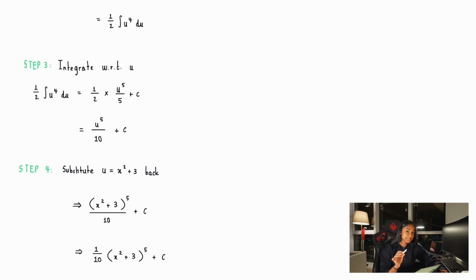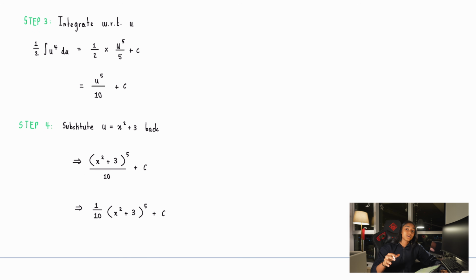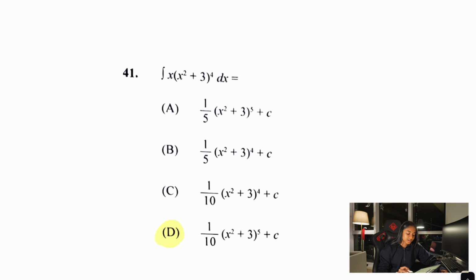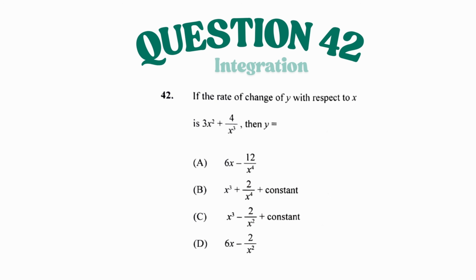Now we're going to integrate with respect to u. When we do that, we get u to the power of 5 over 10 plus c. Now we substitute our value for u, what we made u equal to in the beginning, back into the equation, and we get the final answer. So we have (x squared plus 3) to the power of 5 all over 10 plus c. If we put it in a slightly different form, which is just bringing this out, we will get the final answer to be D.